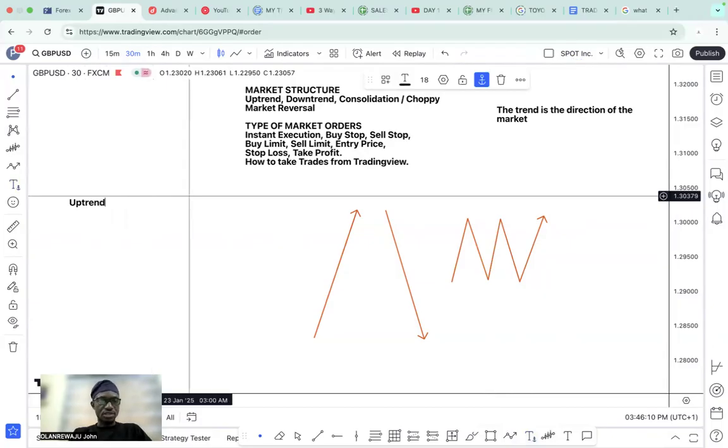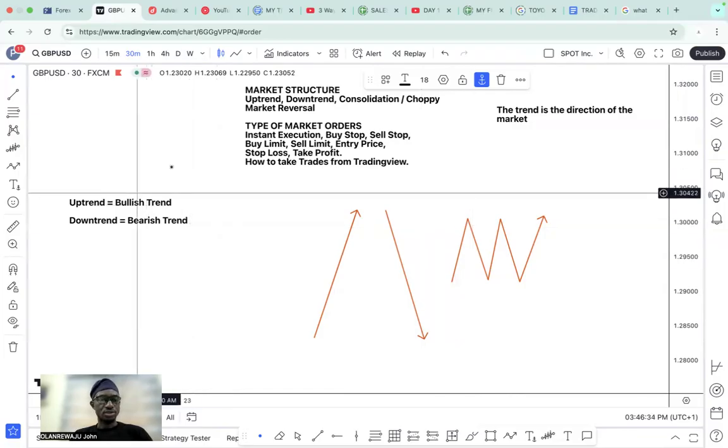So that is to say, an uptrend also equals bullish trend. Like that's another name for it. And then a downtrend is also called a bearish trend. It's as simple as that. Why a consolidation market remains consolidation.